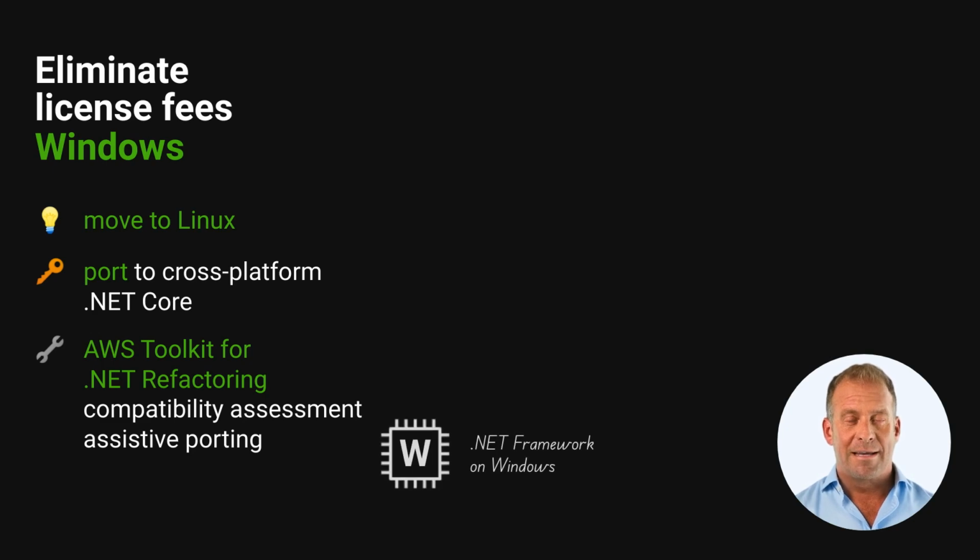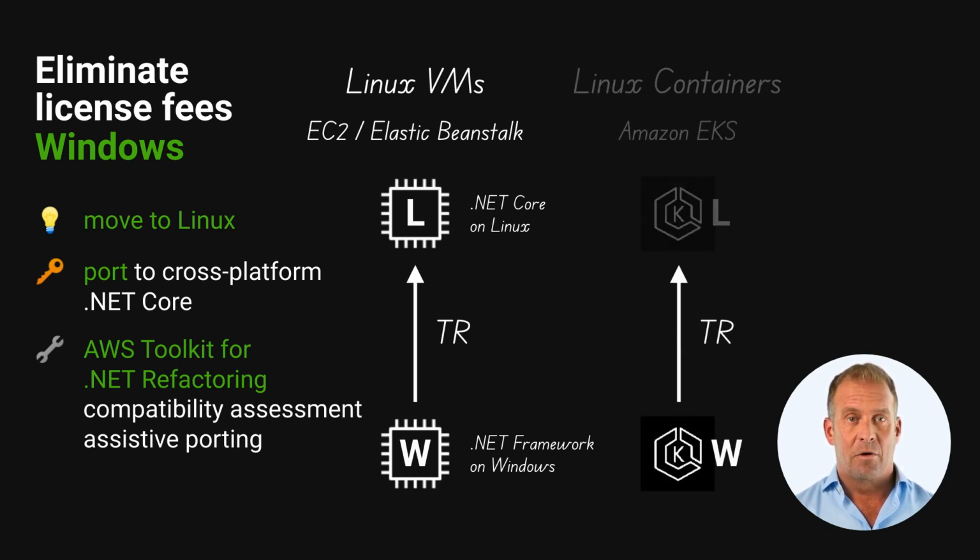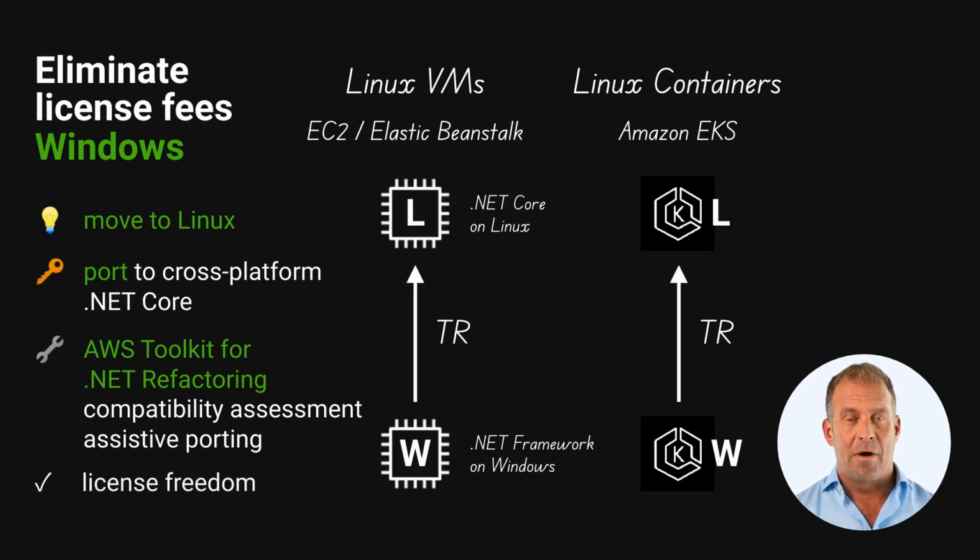If you were running on EC2 Windows instances, you port your code using the toolkit, then redeploy to Linux instances. If you were on Windows containers, you port with the toolkit and redeploy to Linux containers. Now you have license freedom for your app. And before we go any further, make sure you're on a managed service. If you're still deploying to EC2 yourself, use Elastic Beanstalk or make the jump to containers.